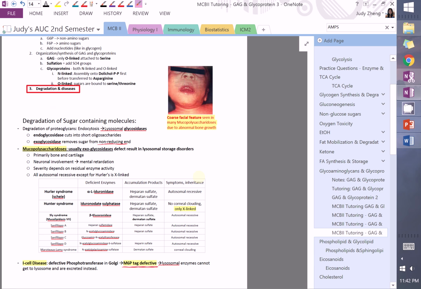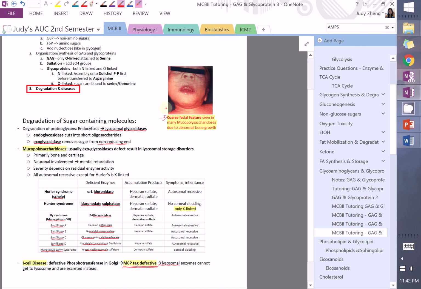A feature of that is called coarse facial features. That's seen in not just I-cell, but many of these diseases. So I-cell is the most severe form because lysosomes completely lack any enzyme. But there are some milder forms where you just have one enzyme defect, but nonetheless they could be severe enough that they will cause some of these symptoms, such as coarse facial features.